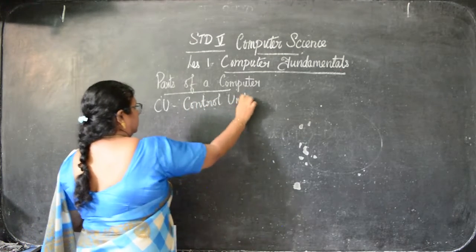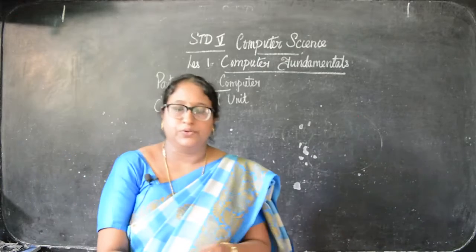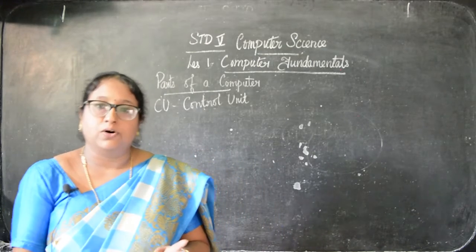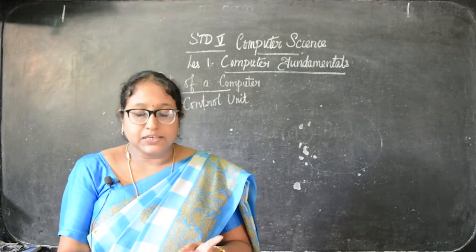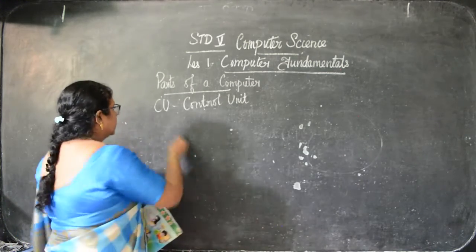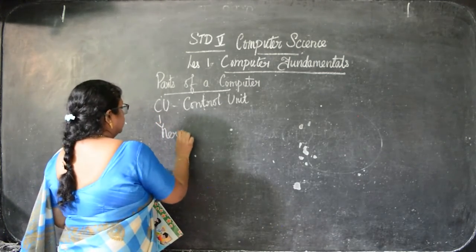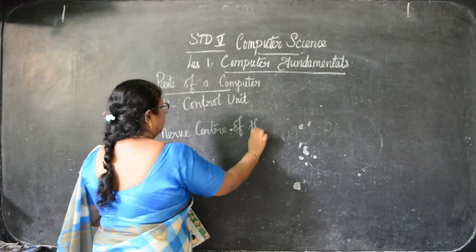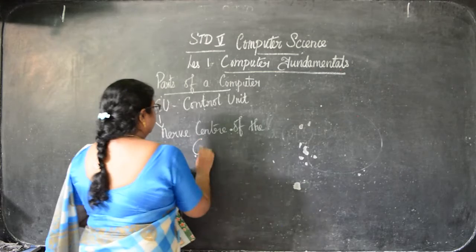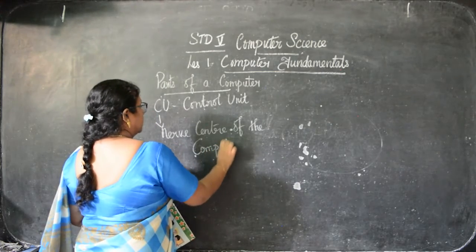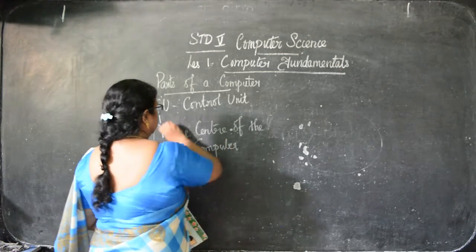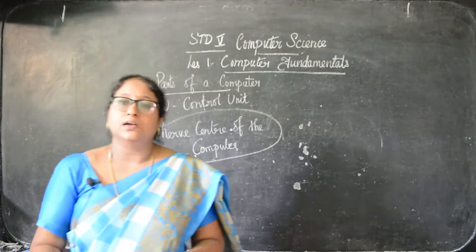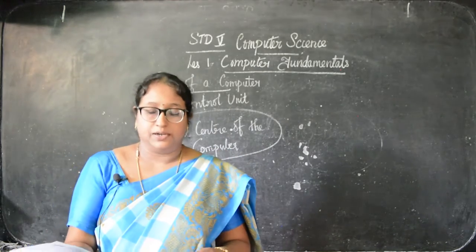Okay. We're going to see the control unit now. The control unit controls and coordinates the activities of the other units. The CU is also known as the nerve center of the computer. Okay, children. So the control unit is otherwise known as the nerve center of the computer.